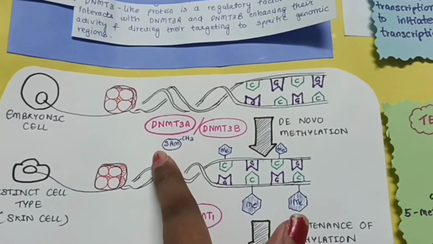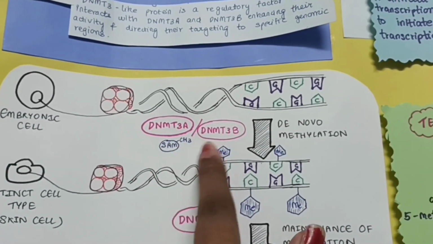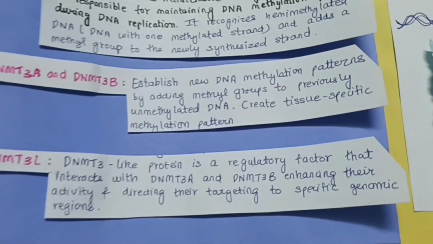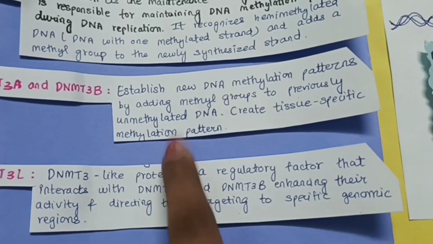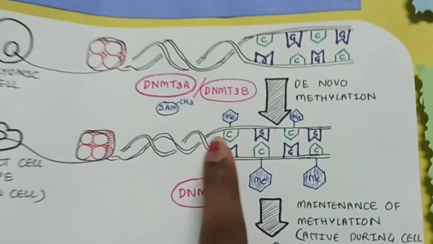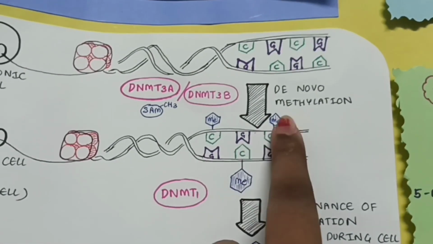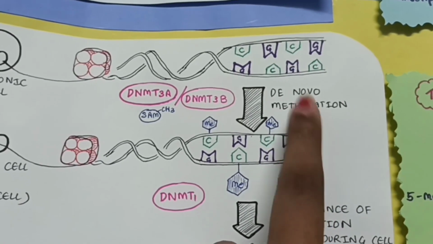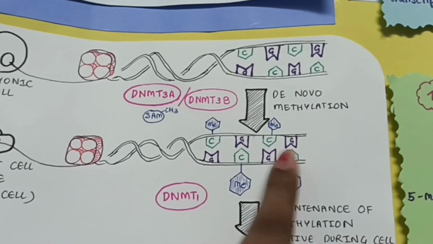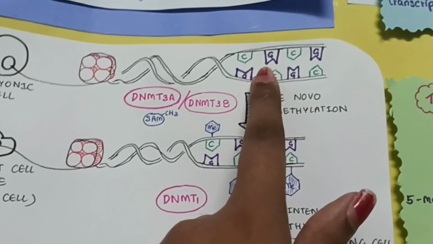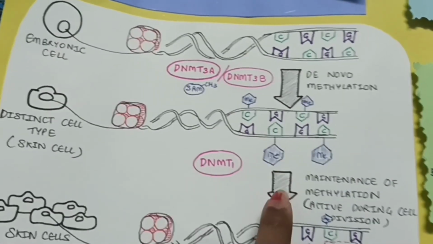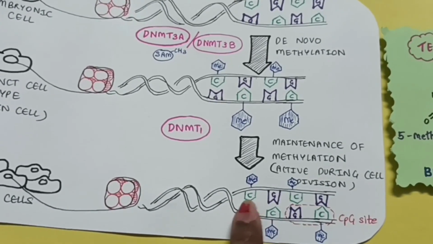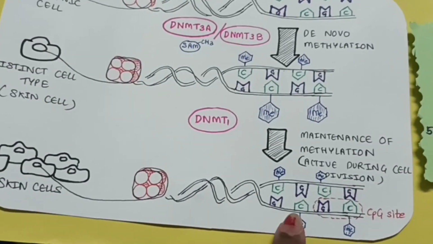But now we are going to introduce DNMT3A and DNMT3B, which, as I said, establish new DNA methylation patterns, and they create tissue-specific methylation patterns. So this procedure is known as de novo methylation. Novo means new, and methyl groups are being attached to a strand which did not have any methyl groups, right? So, when this happens, your strand is now having your methyl groups, and now it is methylated.